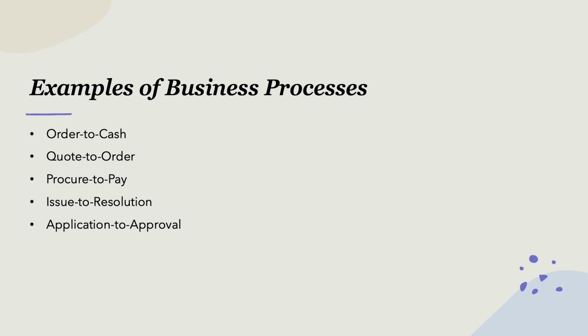The quote to order process involves providing a quote to a customer and converting it into an order if the customer decides to proceed. The procure to pay process encompasses all steps from procuring goods or services to paying the supplier. The issue to resolution process involves identifying an issue, finding a solution, and implementing that solution to resolve the issue. The application to approval process includes all steps from submitting an application to receiving an approval.